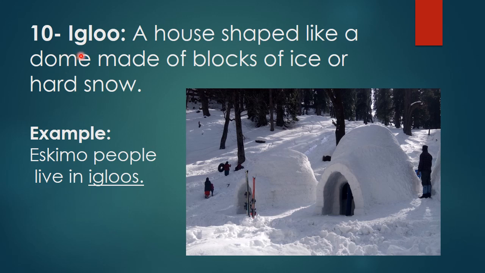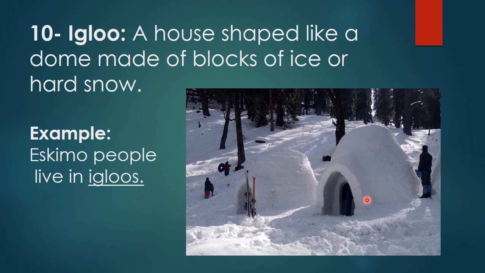Number 10, igloo. Alright, igloo. Igloo is a house shaped like a dome, made of blocks of ice or hard snow. As you see in this picture, this is an igloo. Okay, so people who live in Arctic areas or in the North Pole usually live in houses looking like this. So this is a dome, as you see.